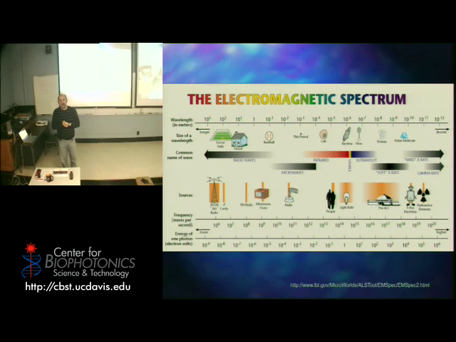So, just so you know, for this course, we'll primarily focus on visible light, infrared, and ultraviolet. Those will be the primary regions of the spectrum that we will be talking about.